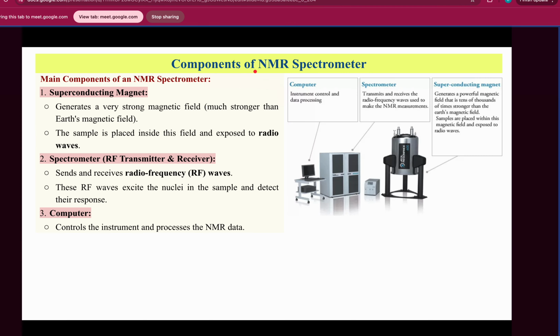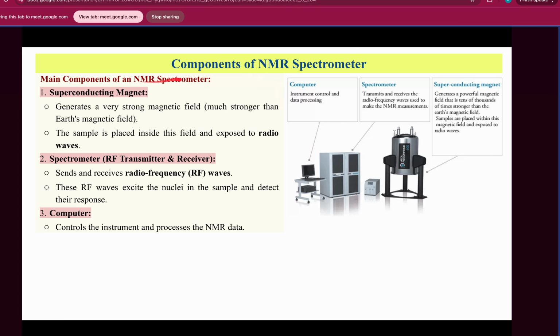So now we will look into the components of the NMR spectrometer. So till now we have looked into the concepts of spectroscopy, what the principles are, and what elements we can use. So now we will proceed to the NMR spectrometer, what its components are and how we can study it.